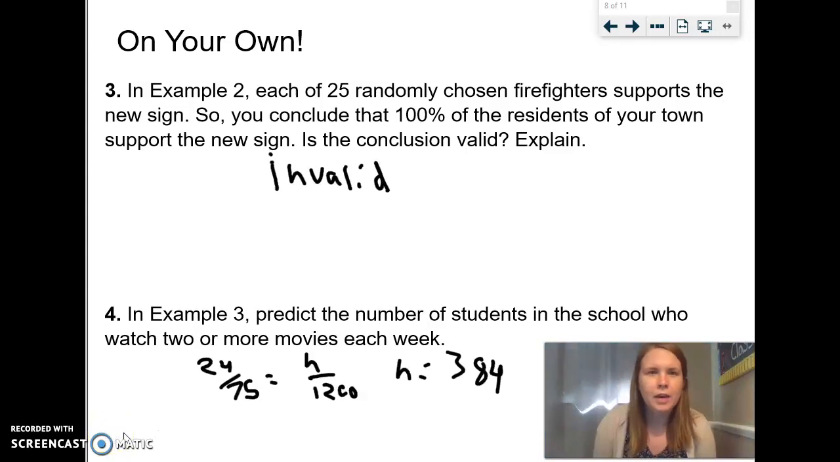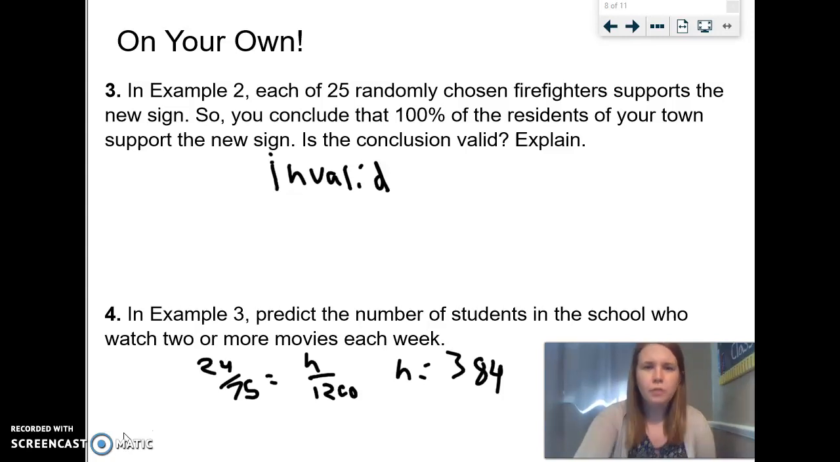Alrighty, coming on back. For number 3, I would conclude that this is invalid because it says in example 2, each of the 25 randomly chosen firefighters support the new sign. Again, you're picking a biased group. You're only asking the firefighters. Okay, what about all the other professions? What do the police think? What do the mail carriers think? What do the church people think? What do the nurses think? So this is actually invalid.